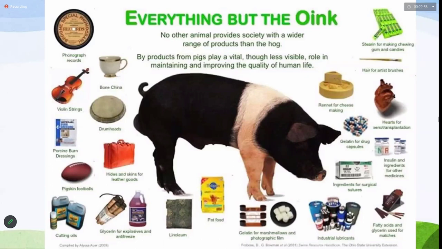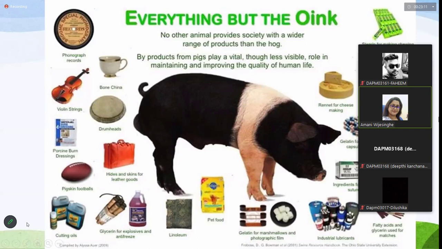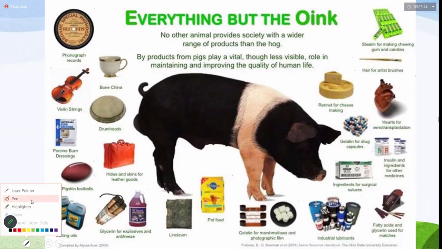So this is the one picture showing how many uses we have from the pig. Oink, okay, the pig has many uses. Give me one minute to take the pen, there's a point.